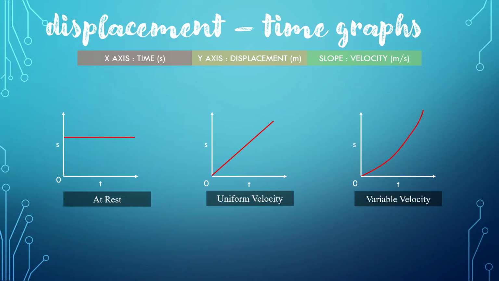Next comes the important part, that is the displacement time graph. When we talk about the displacement time graph, on the x-axis we have time, and on the y-axis, displacement. And the slope, which I'll explain in more detail in later videos, is velocity, calculated in meter per second. So here, if you see the displacement time graph, the red line, which is straight and horizontal, means the object is at rest. And the straight sloped line, the second graph here, I'll just take a dark mark here, that is uniform velocity, and this one is variable velocity.